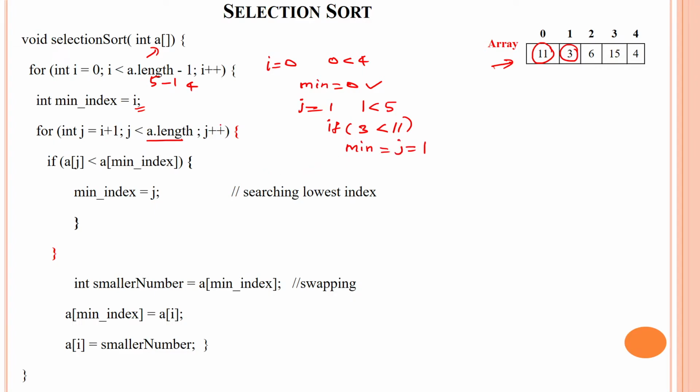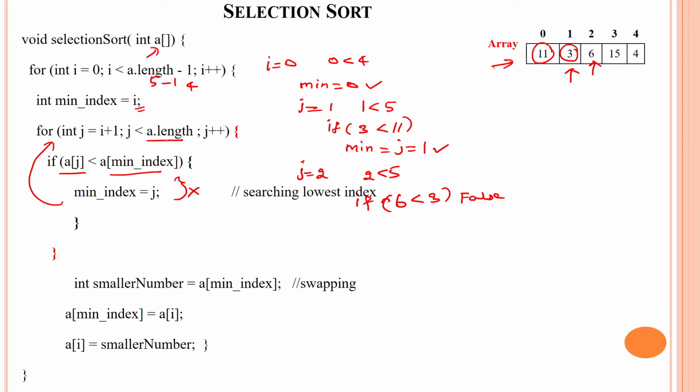Then j is incremented by 1, so j becomes 2. 2 is less than 5, so the condition is true. Again we check if a of 2, which is now 6, is less than a of minimum index. The minimum index was updated to 1, so a of minimum index is now 3. Is 6 less than 3? This is false, so the minimum index is not updated here.